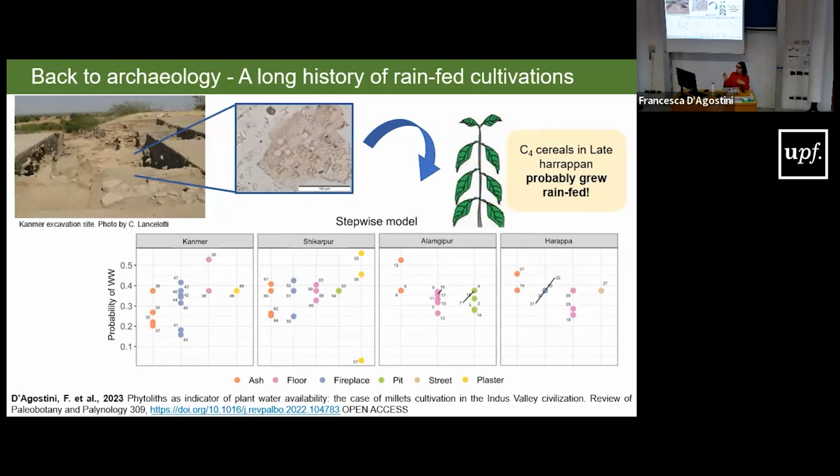For example, here we have an example of the application of the model to 4 different sites in the Indus Valley region. The layers that we studied were all dated around the 2nd millennium before the Common Era. And the results seem to point out that most possibly the people that inhabited these drylands in the past practiced rain-fed agriculture with C4 crops grown in limited water conditions.